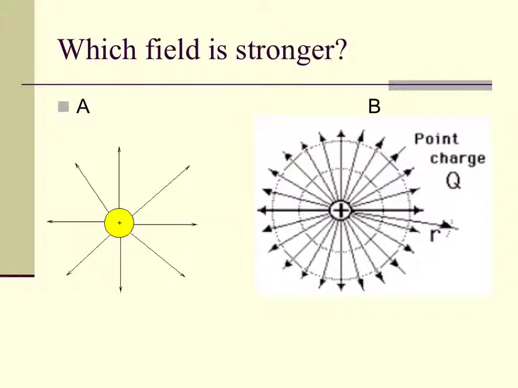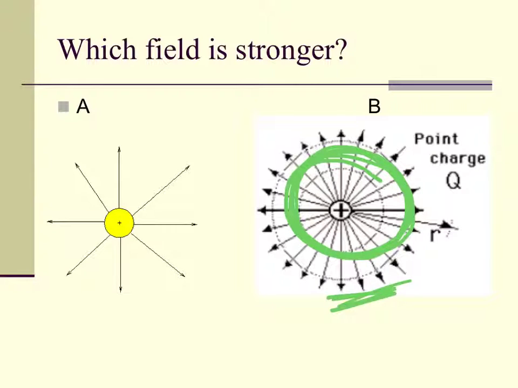Okay, how about a sample problem? Which field is stronger? Well, strength is directly related to how close the lines are, so therefore that one's going to be stronger. That could represent, if you think about it, from a gravitational point of view, a bigger, more massive planet. This one could be Earth, and this one would be the Moon.